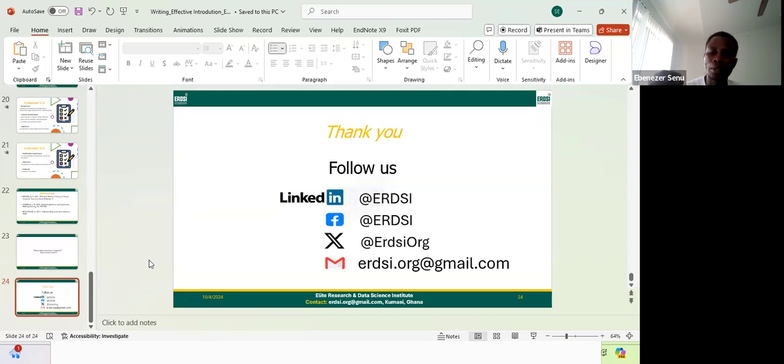Look at how we've written our background. Just search my full name, and it will take you to either my Google Scholar or my ResearchGate. Then look at the context, how we've written our background.